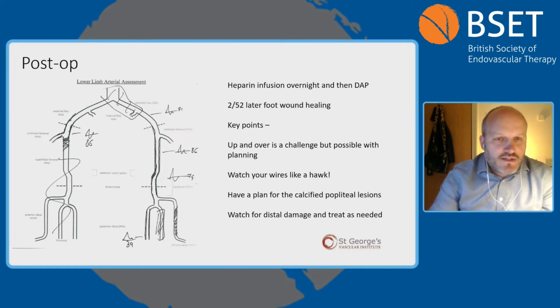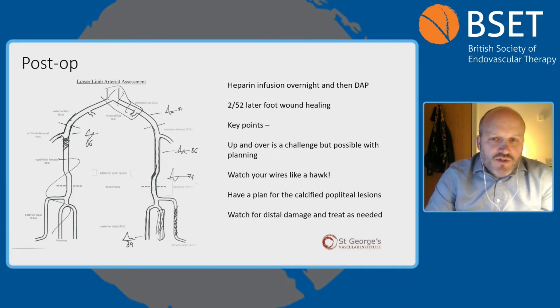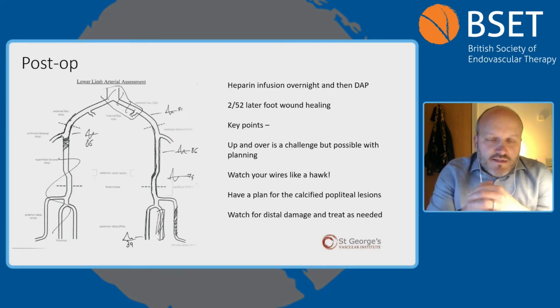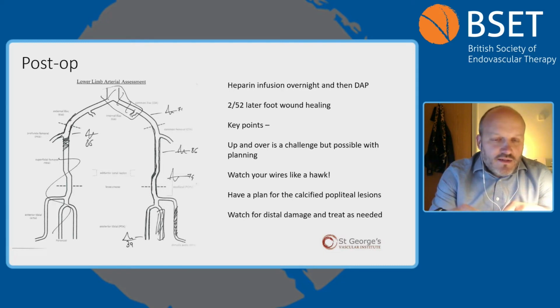And so this is the duplex image that was taken a few days later. Again, just in terms of our normal practice, we don't normally run heparin infusions, but to make me sleep better that night, we ran a heparin infusion. And the patient was initiated on dual antiplatelets. I actually saw her this morning on the ward, and we amputated the hallux and second toe, and that wound is healing nicely. So it's been a good result.